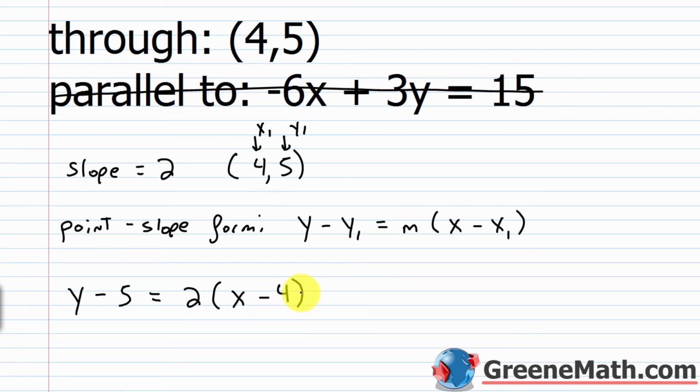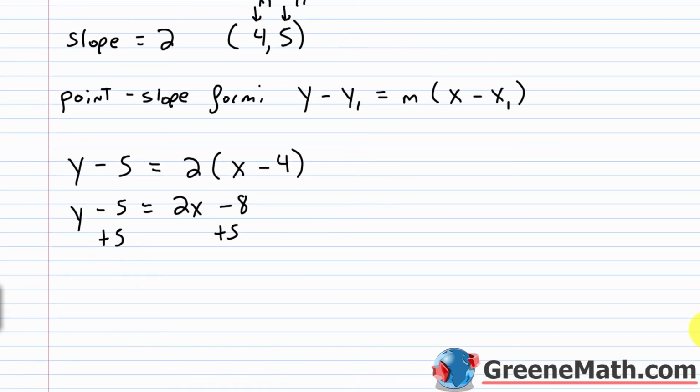Now, if they're asking for point slope form, you're done. But they didn't. They actually asked for standard form. So what we're going to do is solve this for y first. So I'm going to have y minus 5 equals 2 times x is 2x, and then 2 times negative 4 is negative 8. Add 5 to both sides of the equation. I'll get y equals 2x minus 3.